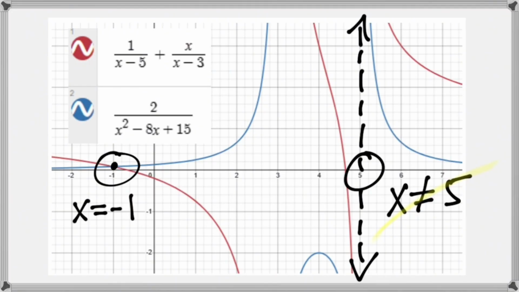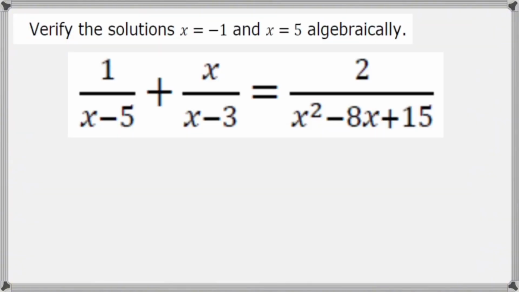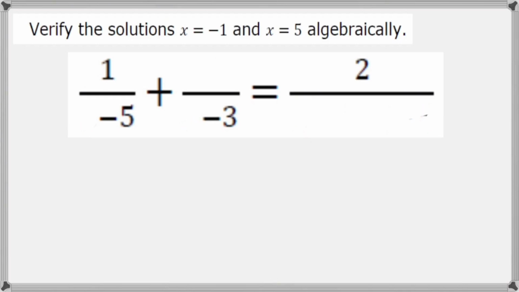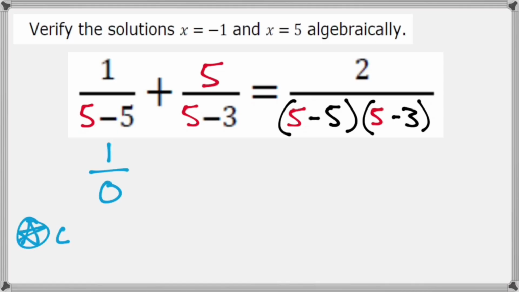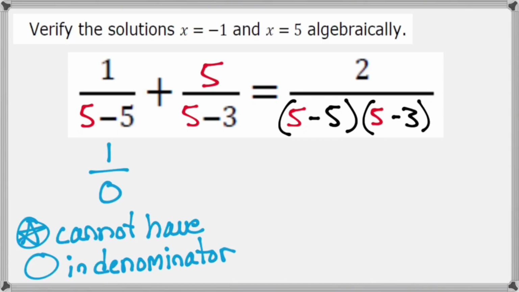It's an extraneous solution. Perhaps, though, you're not going to get the graph, which is a skill that's going to be coming up in a later video. This is what you would do in that situation. Verifying these solutions algebraically means, just take a look at your denominators. If we were to plug in positive 5 wherever we see an x, you would immediately get a 1 over 0 in that first part of the equation. And since you can't have a 0 in the denominator, 5 could never be a solution to this equation, and you would therefore know it's extraneous.